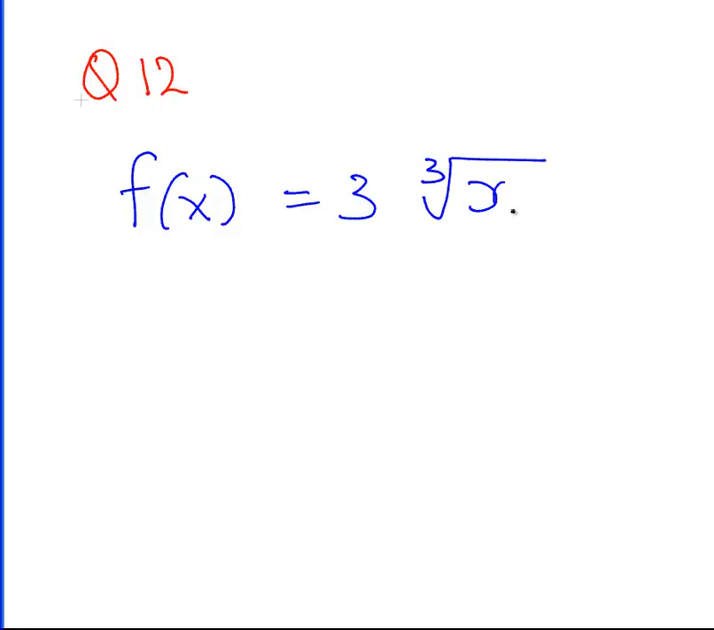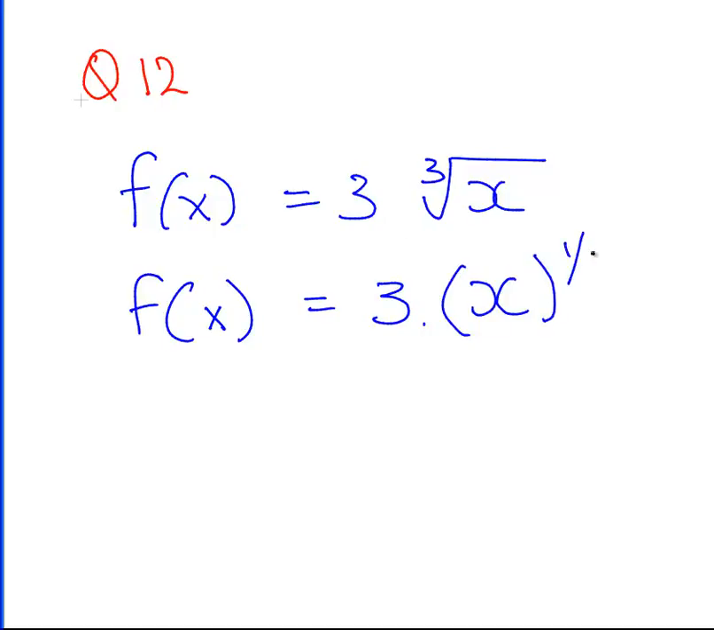So what we'll do now is question 12. They're going to get a little bit harder now. Here what we're dealing with is f of x is equal to 3 times the cube root of x. Now this is a bit more complicated. What do we do here? Well, the key thing here is that we can rewrite the cube root as 3 times, and this is the important bit, x to the power of 1/3.